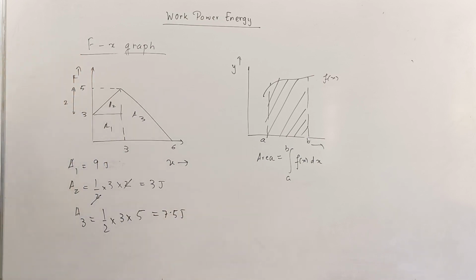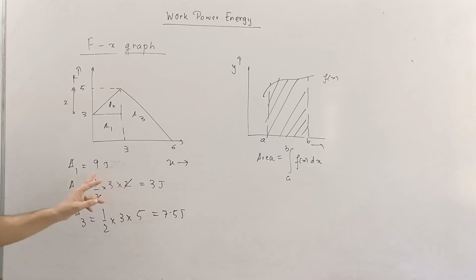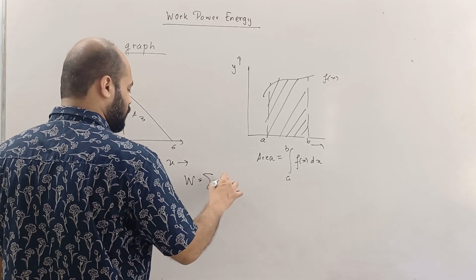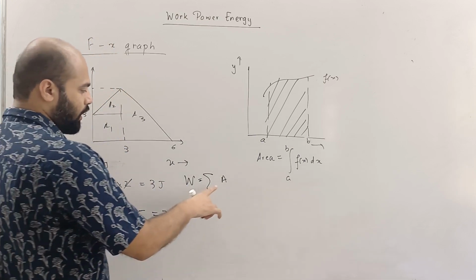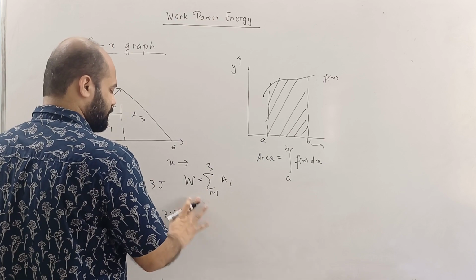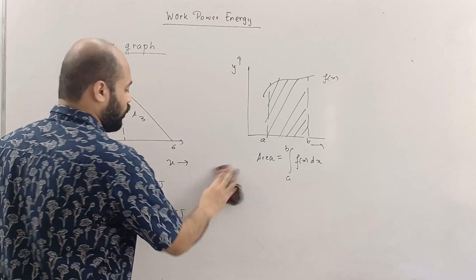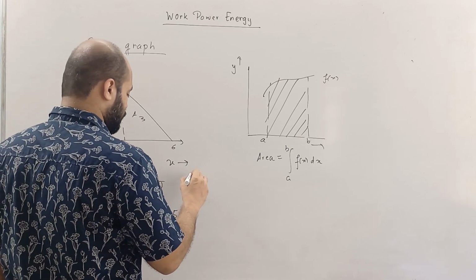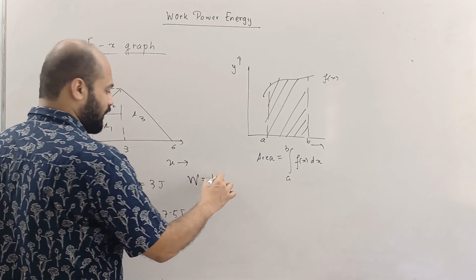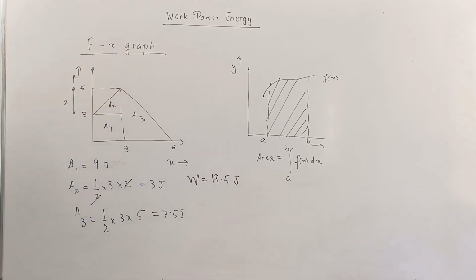Now let's add all of them. What we get is 9 plus 3, 12, 12 plus 7.5. And the final answer is that the total work done is a summation of all areas, which would be given as this plus this plus this, which is nothing but 19.5 joules. That is the answer to this question.